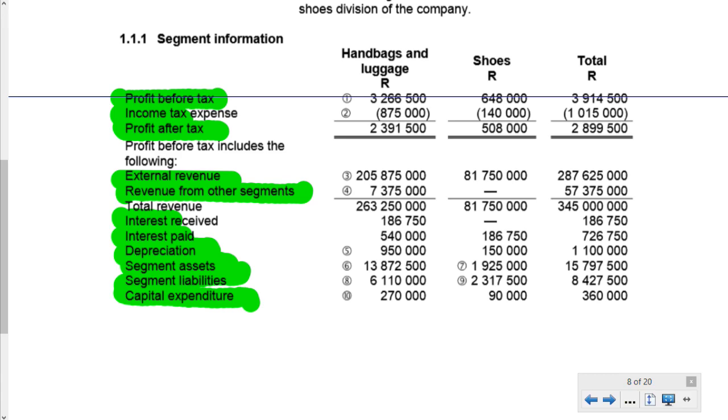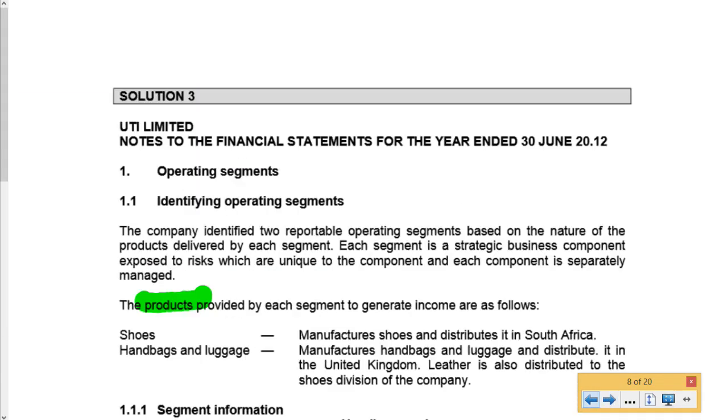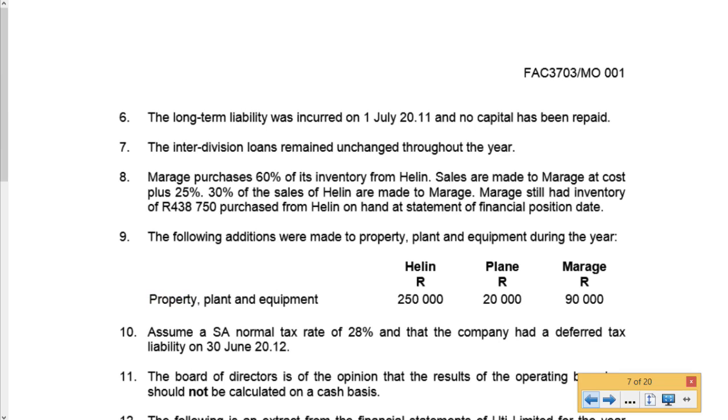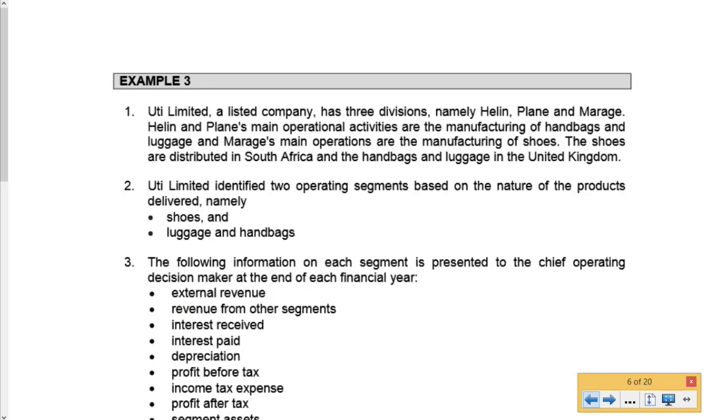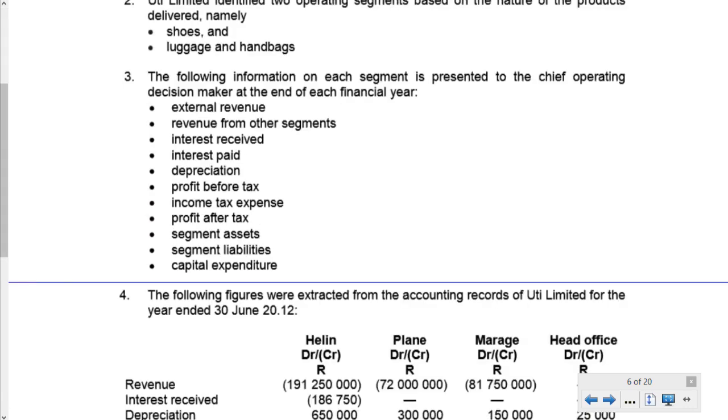Let me see if there's any more. No, it goes straight into recons. When you look at the information given for this segment question, you'll see that they say to you that UTI has 3 divisions, Helen, Plain, and Mirage. Helen and Plain do handbags. Mirage does shoes. We'll end up identifying 2 operating segments, shoes and luggage and handbags. So we're going to have to add these 2 together to get one segment, and then the other one is the other segment, isn't it? So it's just a question of aggregating the information.